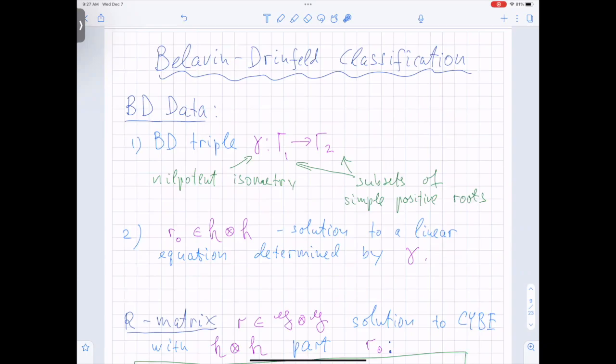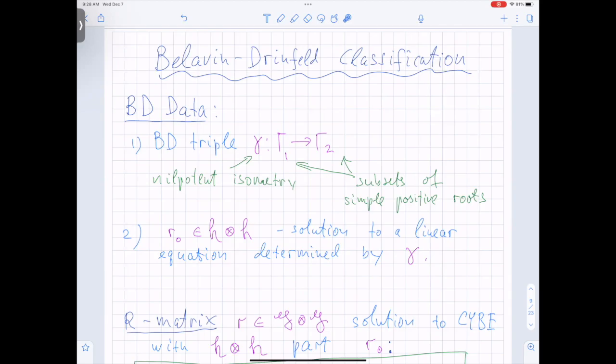So what is the Belavin-Drinfeld classification? We're dealing now with simple Lie groups, and we have the following Belavin-Drinfeld data. There is a combinatorial part of the data, which is a map from a subset of simple positive roots to another subset of simple positive roots, which is a nilpotent isometry. So isometry, it's clear: roots live in Euclidean space, and so you have two sets of roots which are isometrically equivalent. Nilpotent means the following. This gamma takes a root and sends it to another root. That other root may also be in gamma one, they may intersect. So nilpotency means that after applying this map sufficiently many times, we will get out of gamma one. Okay. So this is the combinatorial data. I will give examples in a moment.